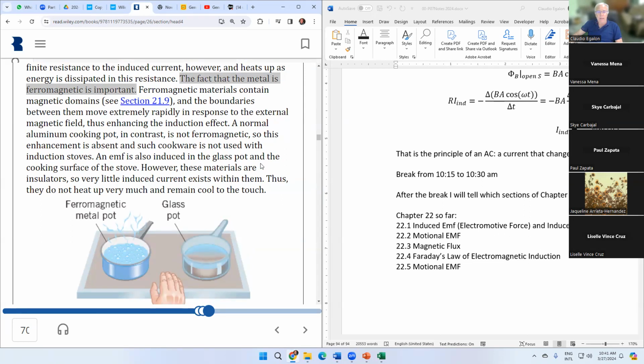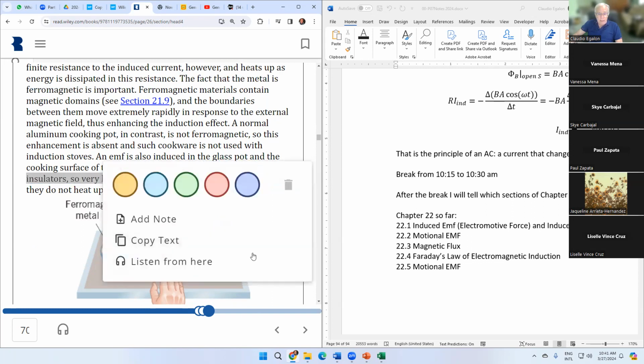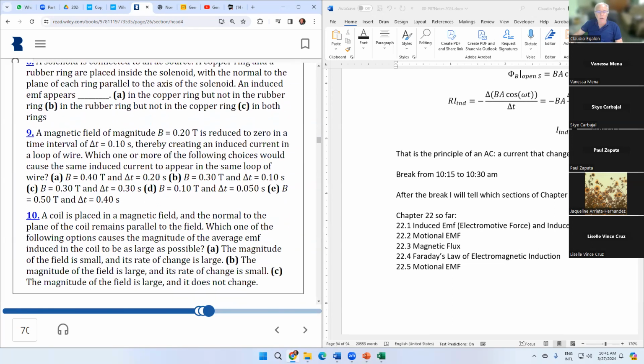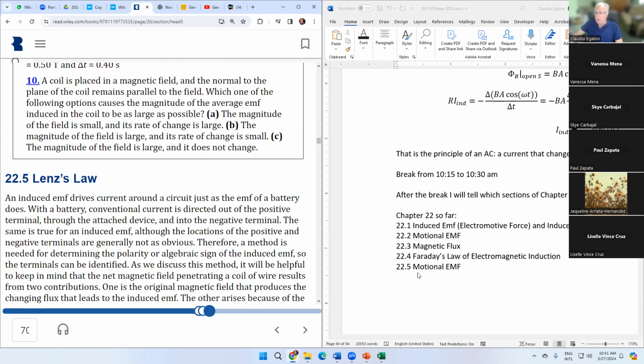EMF is also induced in the glass pot and the cooking surface. However, these materials are insulators, so very little induced current exists within them. So even though it's an insulator, there is still some electric current induced in the glass pot, but it's so small that it's not enough to heat up the pot. Same thing, the aluminum pot also experiences an induced current, but it's not as efficient as that of a ferromagnetic metal pot. Okay, and that's one of the applications of Faraday's induction. So we covered Lenz's law.